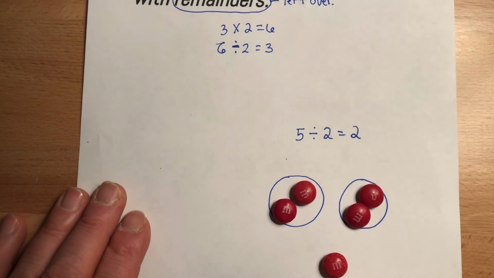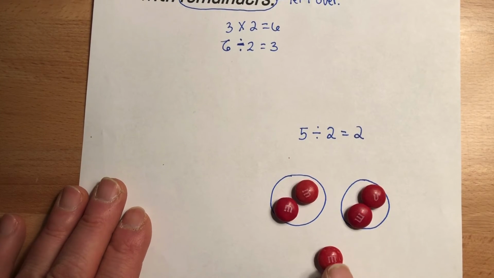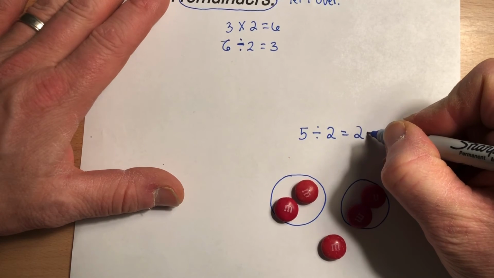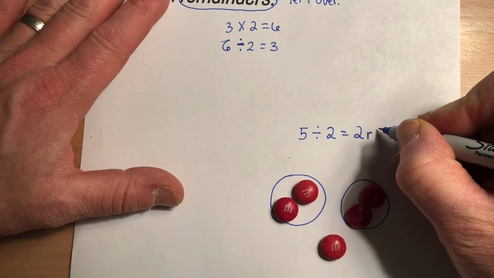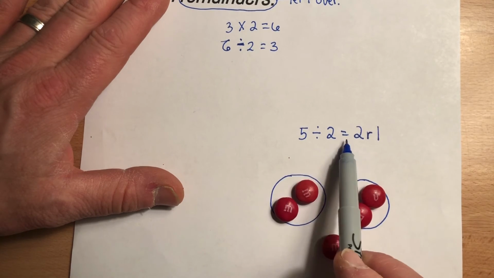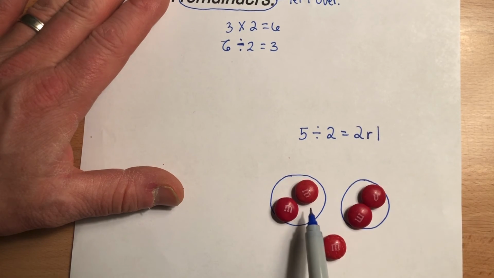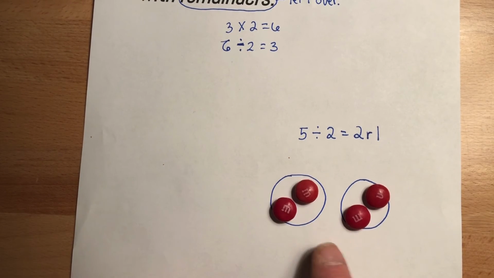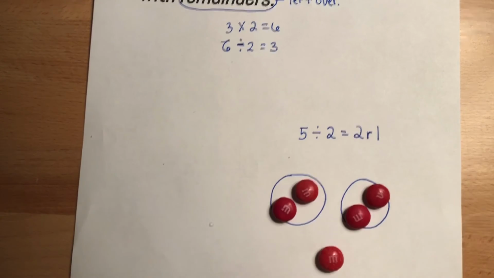But there's an extra one. This is what we call the leftover, or what was that word again? That's right. If you said remainder, you're correct. And when we do remainder, we just use this little r, and we'll say remainder 1. So 5 divided into 2 groups equals 2 remainder 1. So you see how I had 5. I put 2 in each of my groups, and I'm left with a remainder of 1.